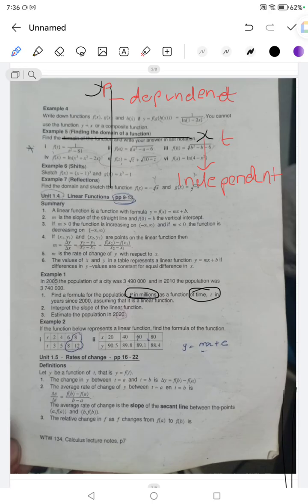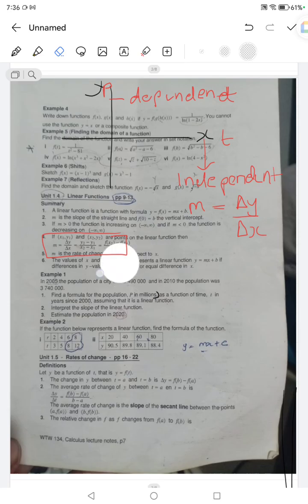So from the formula, you can see now that we have m is equal to your delta y over your delta x. So now you won't make a mistake of swapping them around. You'll also put the correct one at the top, that you're always having dependent over independent. So that would be that.